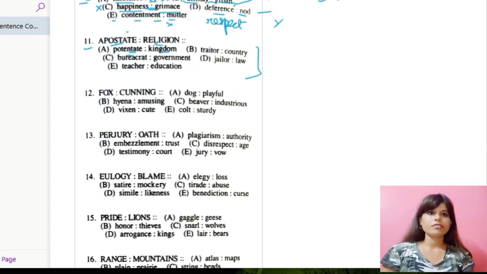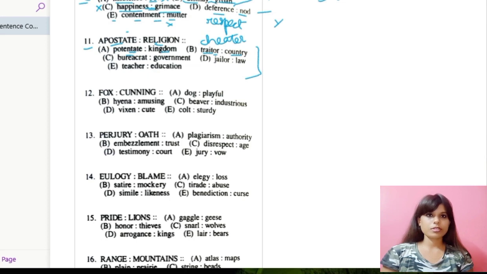Number B, traitor and country. A traitor is that person who actually spies. He is a betrayer, he is an informer, and normally works against the country. So traitor is a cheater, you can say. I'm writing it down, cheater or a betrayer.